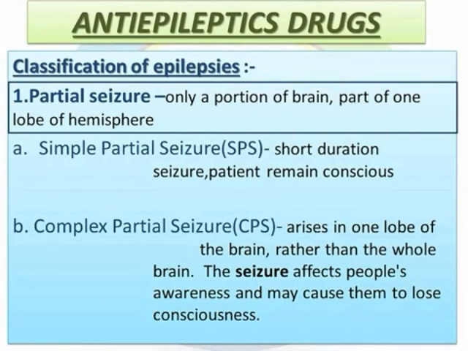So the next drug is carboxylic acid, and the examples are valproic acid and divalproex, and the mechanism of action of these carboxylic acids is Na+ channel inactivation and also a decrease in presynaptic Ca2+ influx through the type T channels in thalamic neurons. And the adverse effects of these carboxylic acids are anorexia and vomiting.